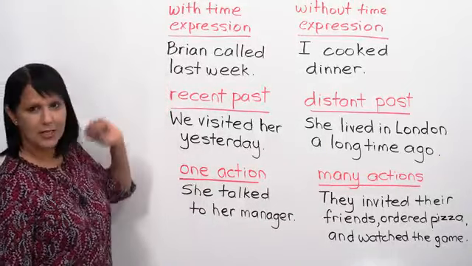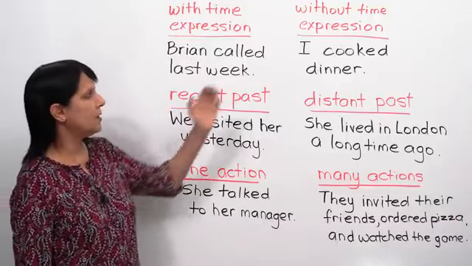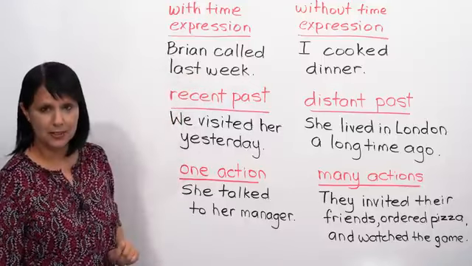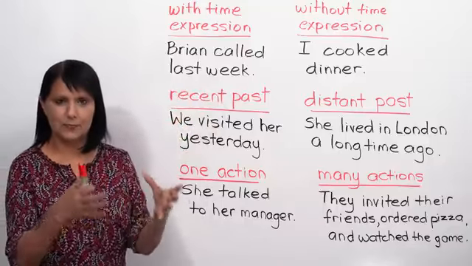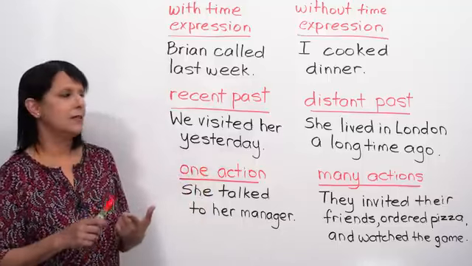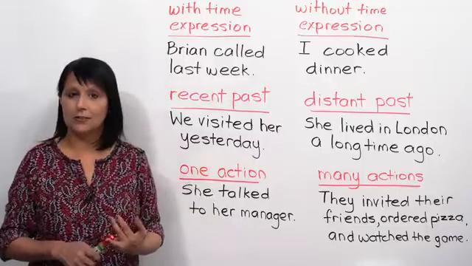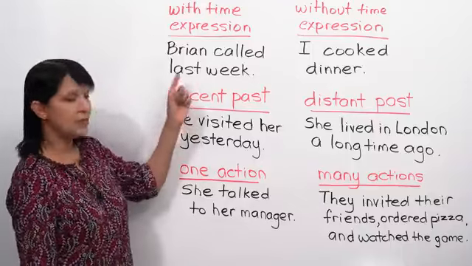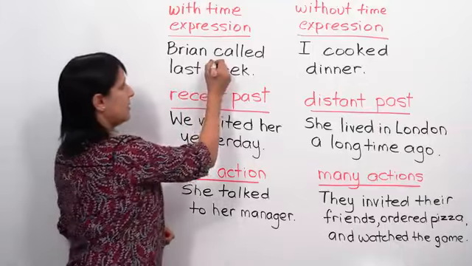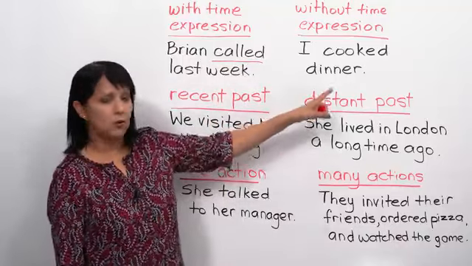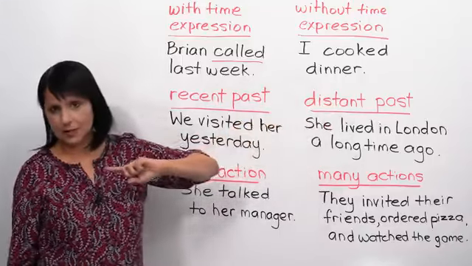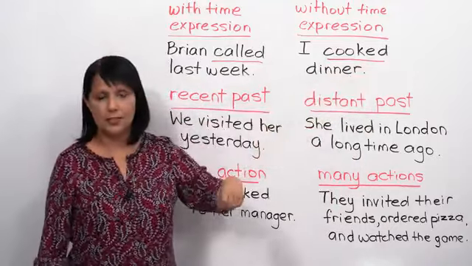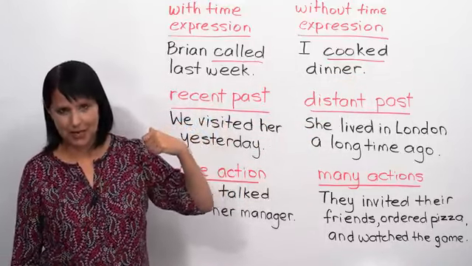Okay? So we can use it with a time expression or without a time expression. What do I mean by that? Let's see. Brian called last week. So when we say last week, right, that's a time expression. It's a word that tells us about time, like yesterday, last month, last year, okay, 5 years ago. These are all time expressions. So of course, you can use a time expression with the past tense. What's the past tense here? This word, called. But you could also use the past simple tense without a time expression. So you could simply say, I cooked dinner, okay? And as soon as I use this word, cooked, we know that we're talking about the past.